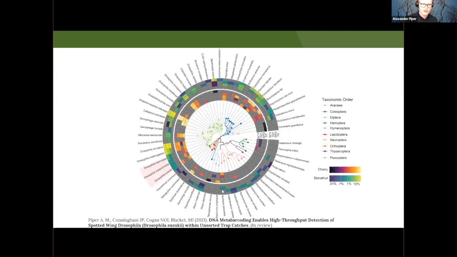So this is just a quick overview of how metabarcoding also gives you all this biodiversity data. I'm not going to go into this too deeply in the interest of time, but basically a whole range of different species from 10 different taxonomic orders were detected in these samples. And you can see their presence, absence, and relative abundance changes between the cherry orchard, which is the inner heat map, and the stone fruit orchard, which is the outer heat map, and then the 4 different treatments used.